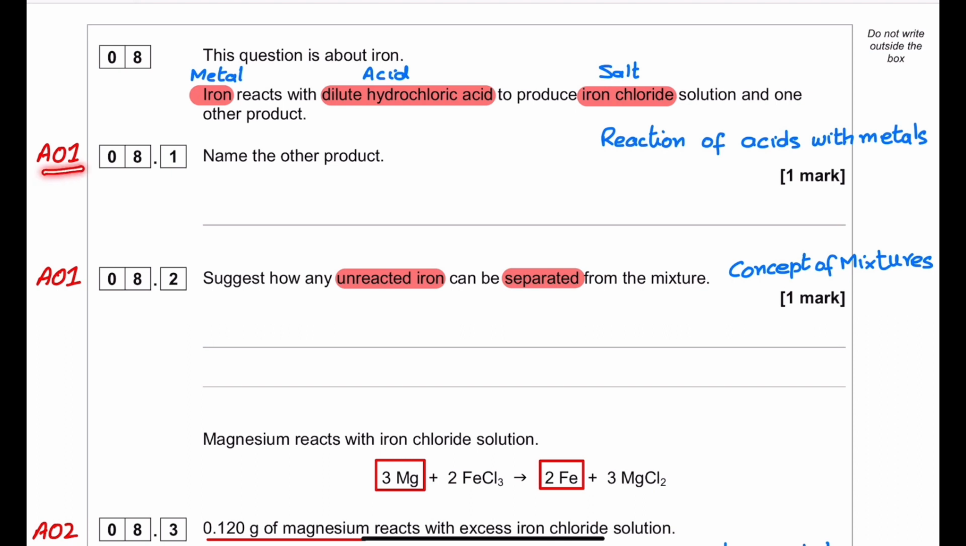So it is an AO1 question, a knowledge based question. The reaction of acids and metals is the topic from where this question is coming. We need to give the name of the other product. Whenever a metal reacts with an acid, it produces salt and hydrogen gas.